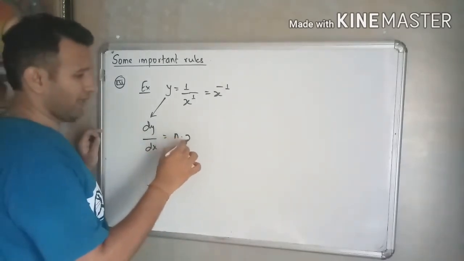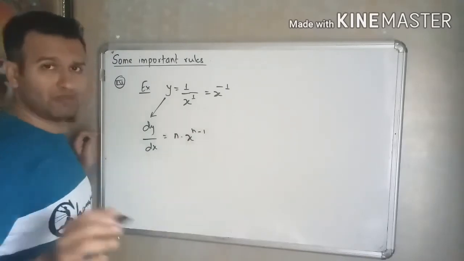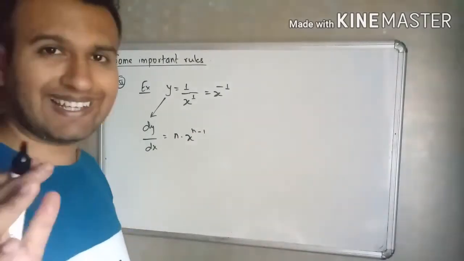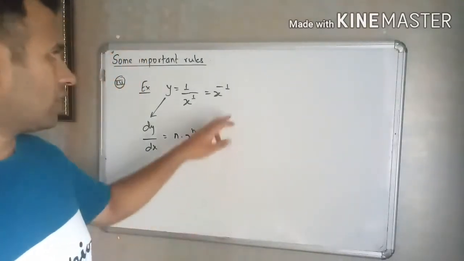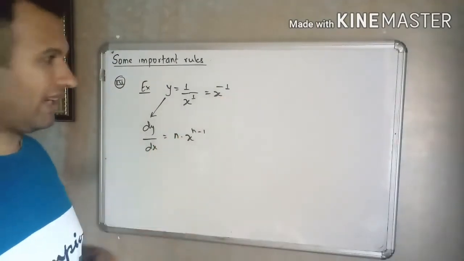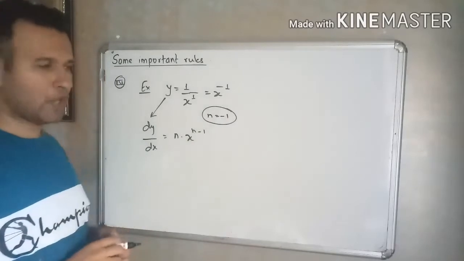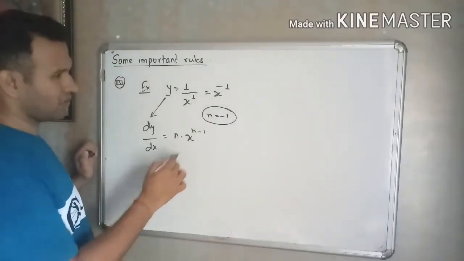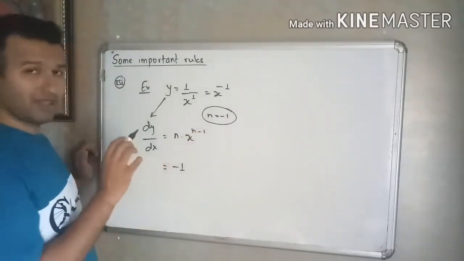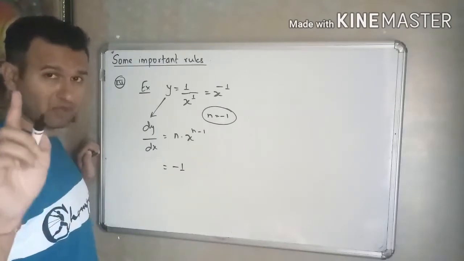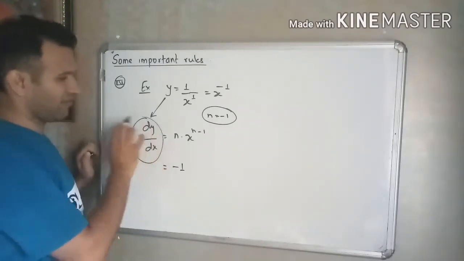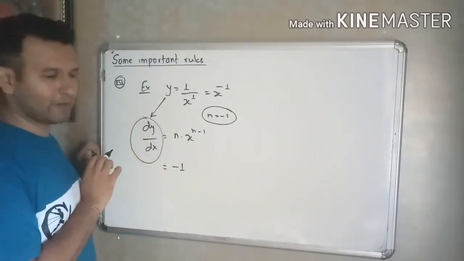we know it's n into x raised to n minus 1. So first of all we'll have to see कि n क्या है, n का वैल्यू कितना है। तो you can see n का वैल्यू यहाँ पे minus 1 है, ठीक है? तो जो n का वैल्यू है that's minus 1. Alright? So just substitute this. So minus 1. This you'll have to do only when you're finding the derivative using the power rule, ठीक है?